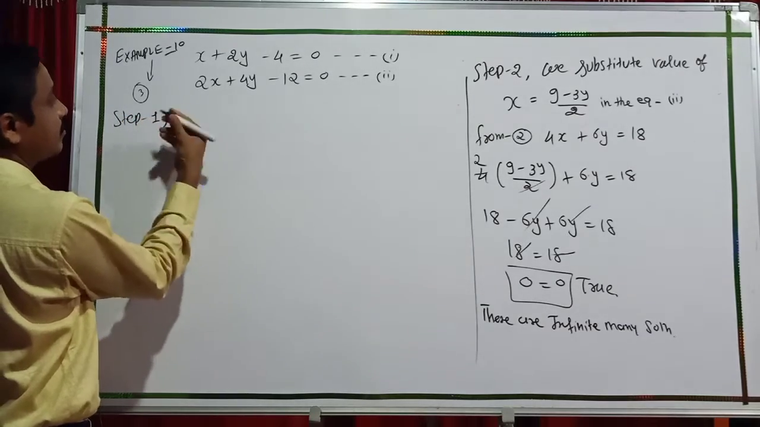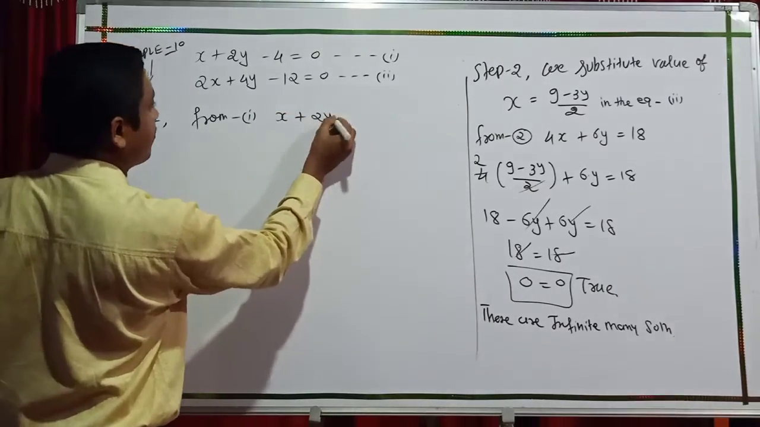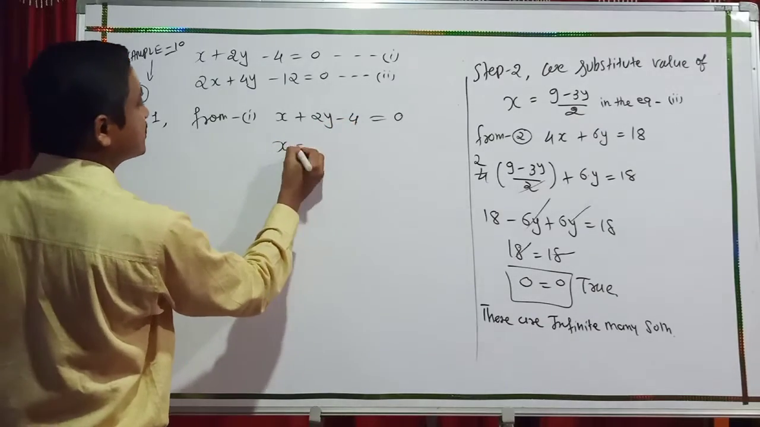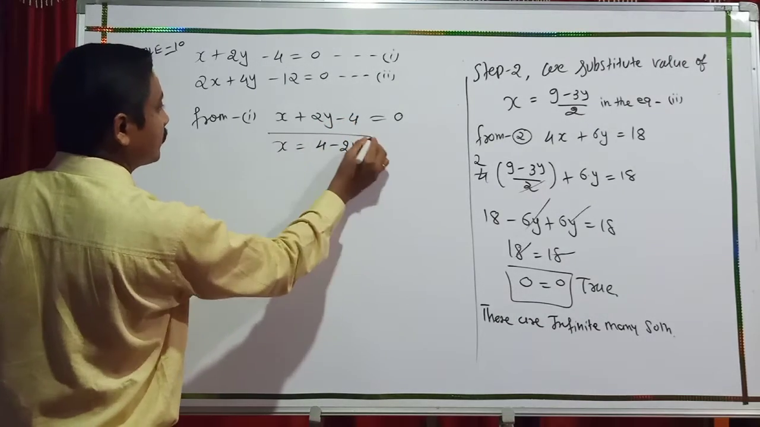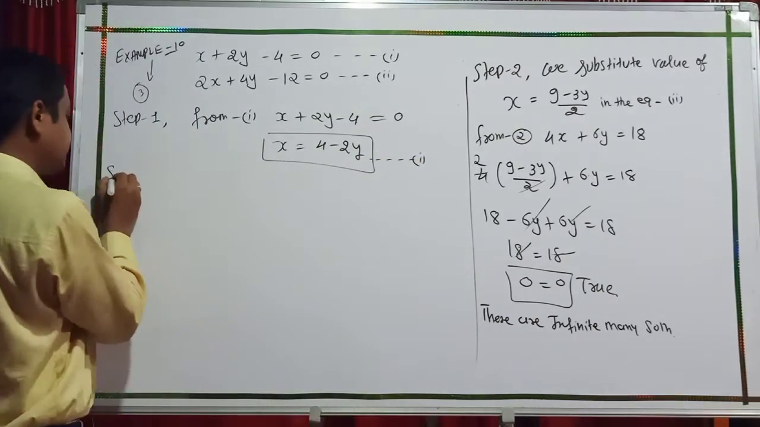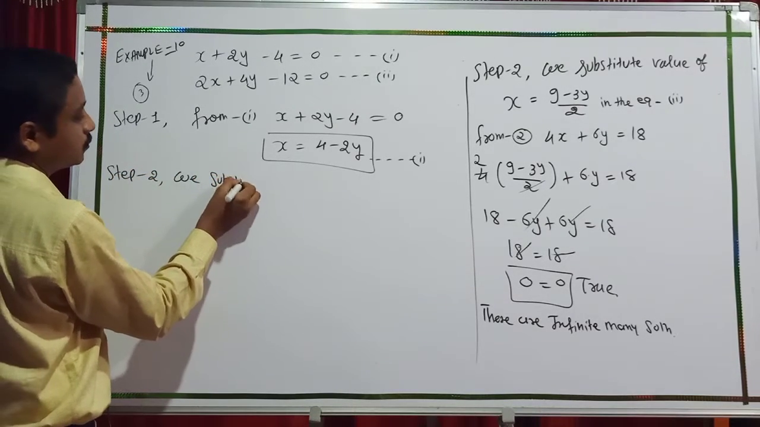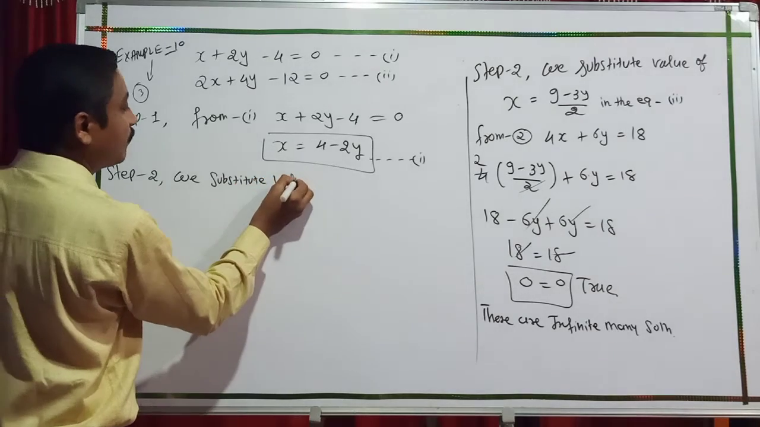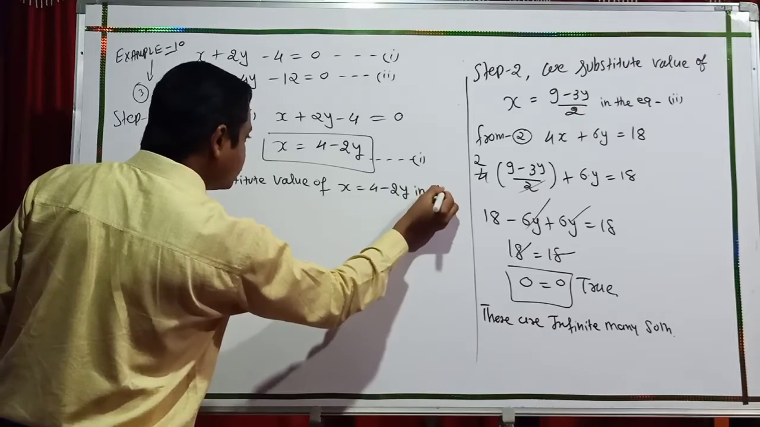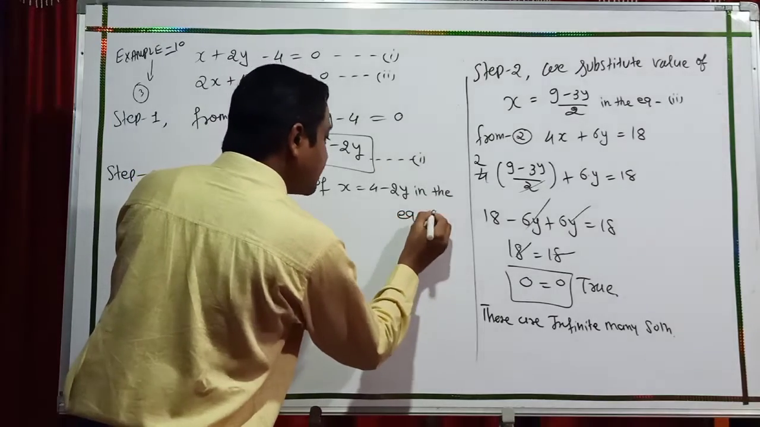Step 1, from 1 taking best way, x plus 2y minus 4, and students, you just carry forward x on one side. So what is x? x equals 4 minus 2y, and here our equation number 1 is done. Finally, our step 2, we substitute the value of x is equal to 4 minus 2y in the equation. Which equation? We started from the first, so apply in the second equation.